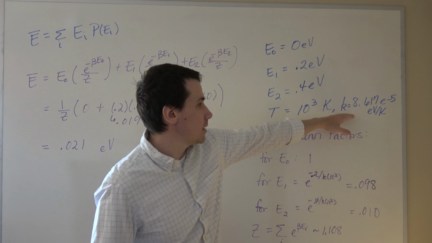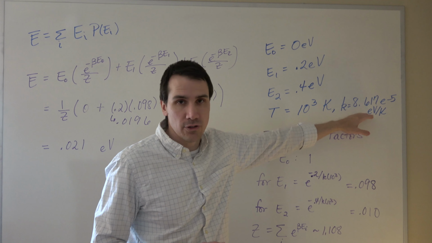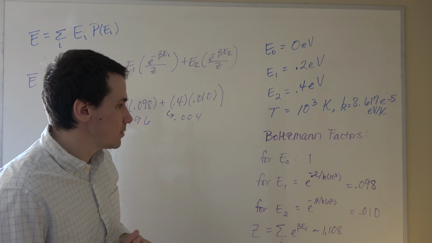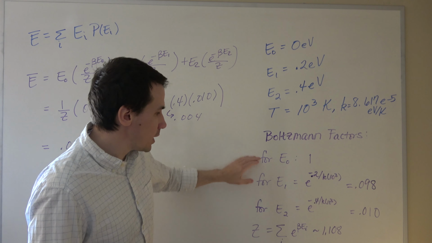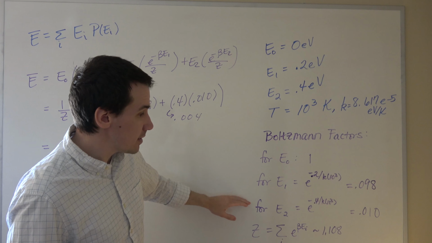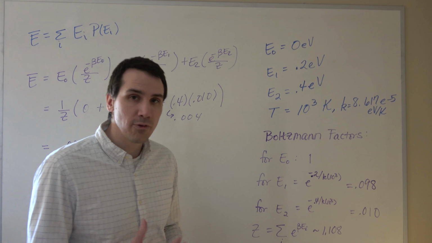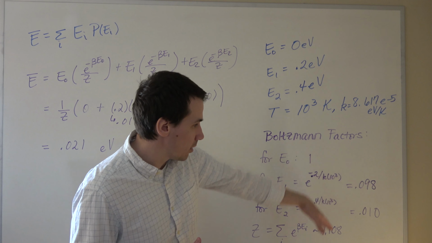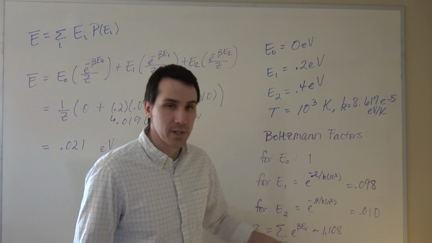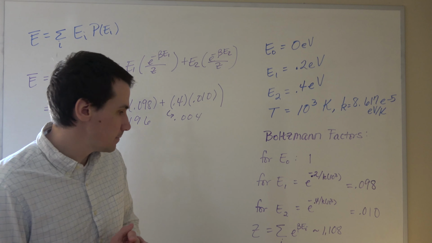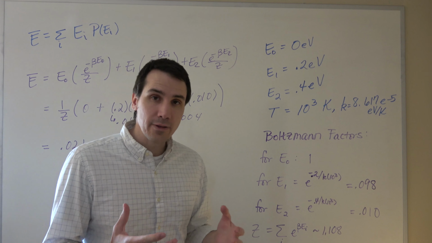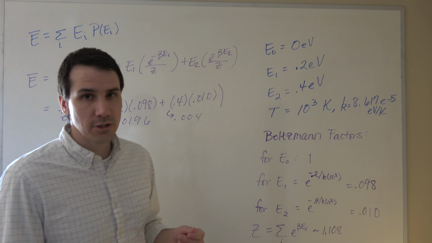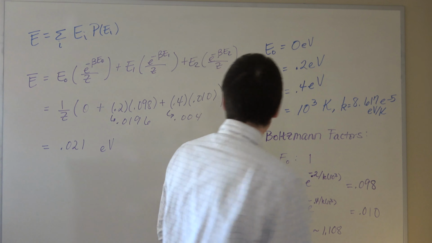We're going to use the Boltzmann constant in electron volts, since that is the easiest to use here. The Boltzmann factor for each of these states is given here. And we've also calculated the partition function by simply adding up all of the Boltzmann factors, and we get 1.108.